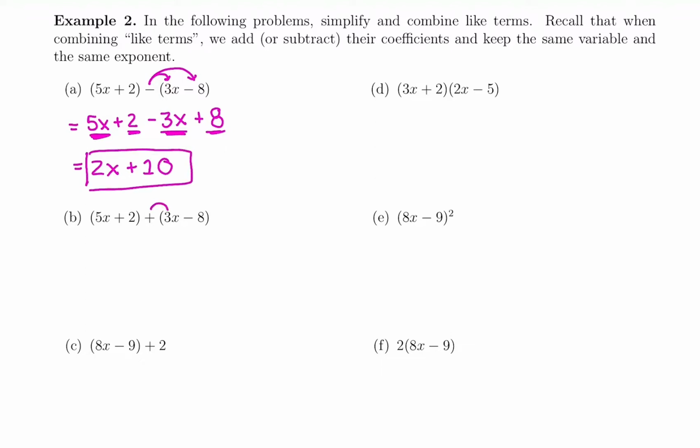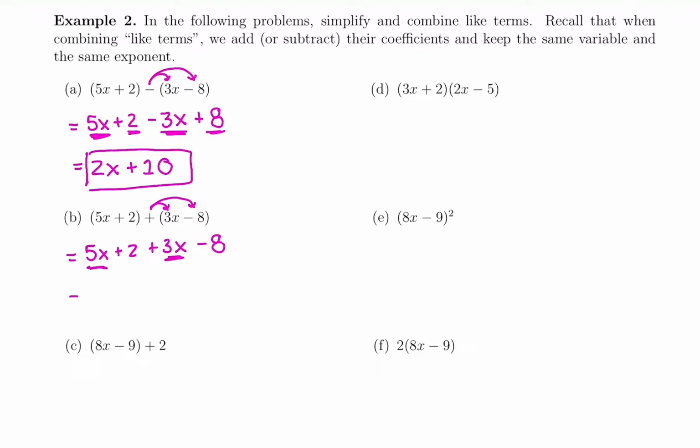Doing the same thing with addition, it's a bit easier because none of the signs change, whereas the other one, my positive 3 went to a negative 3, my negative 8 went to a positive 8. When you subtract, it changes the sign of the terms. Addition, it just keeps the same sign. So we're going to do 5x plus 2, and it's going to say plus 3, and plus a negative 8, it's just going to say negative 8. So you keep the same signs.